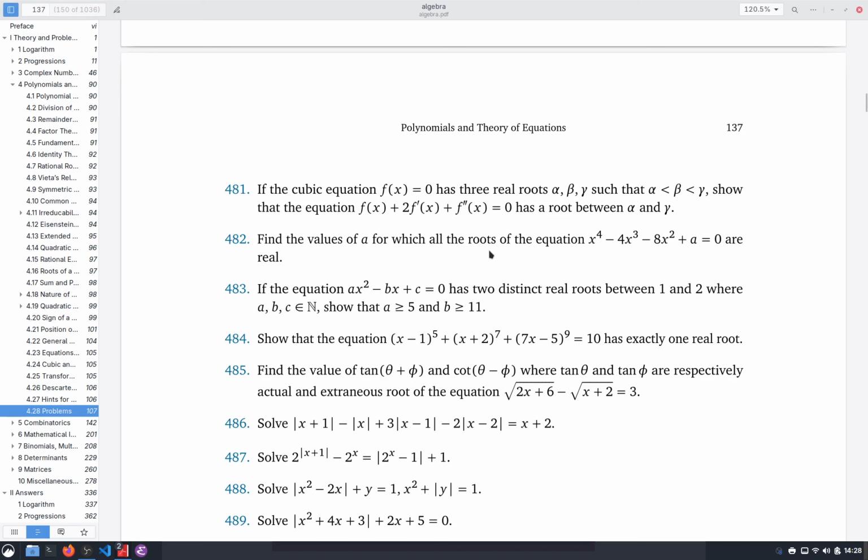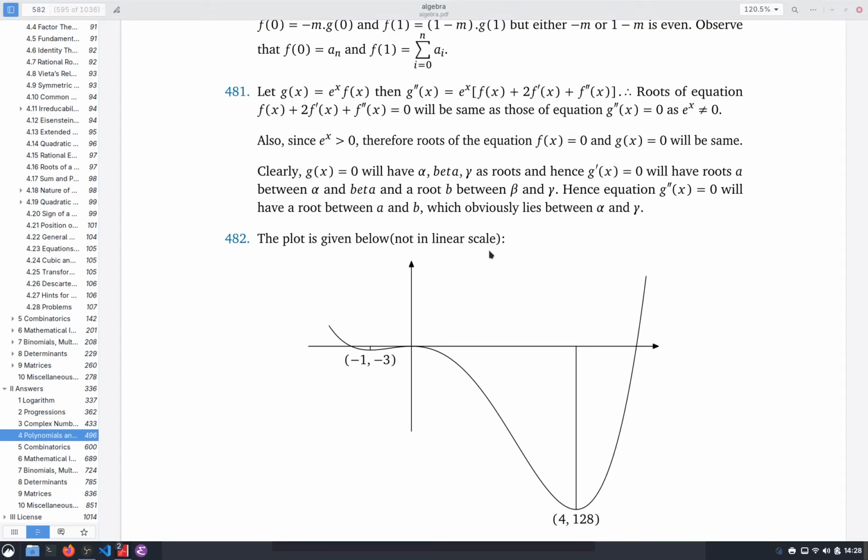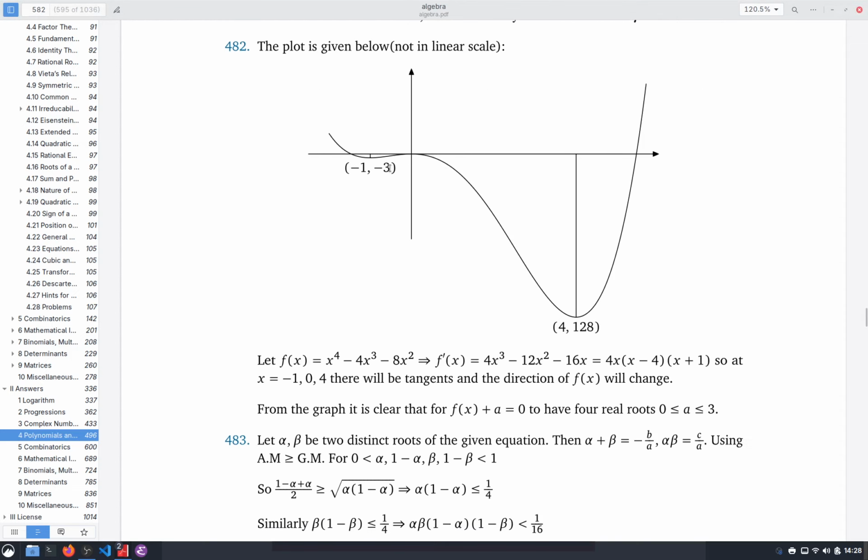Question 482 says: find the values of a for which all the roots of the equation x to the power 4 minus 4x cubed minus 8x squared plus a equal to 0 are real. So if you plot, this is what the plot of the function f of x will look like, where f of x is equal to x to the power 4 minus 4x cubed minus 8x squared.